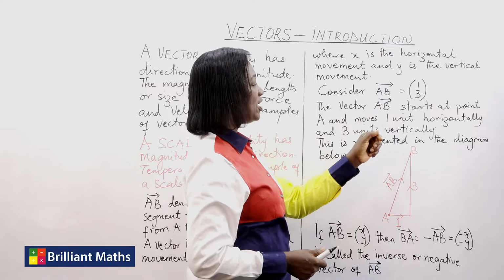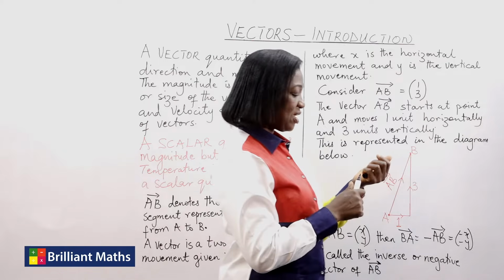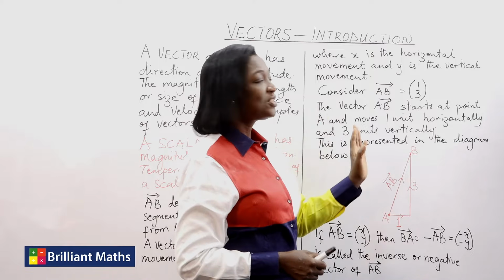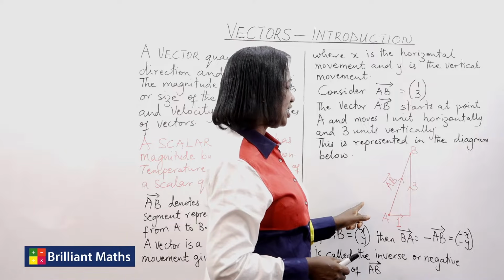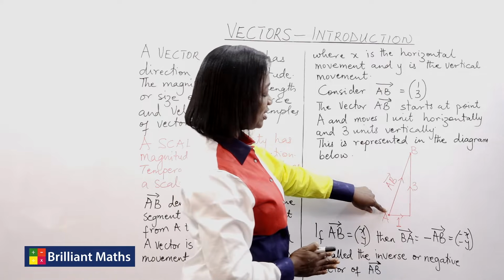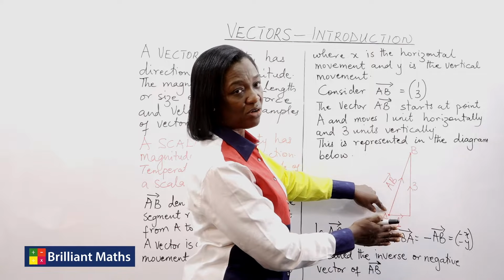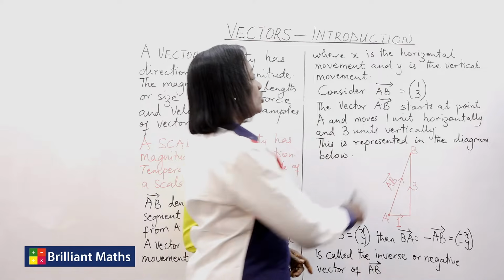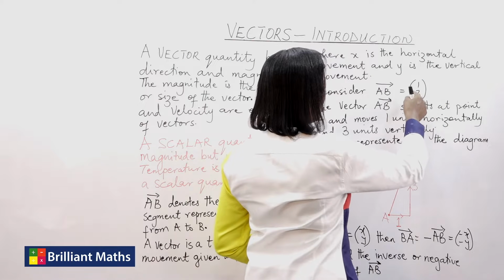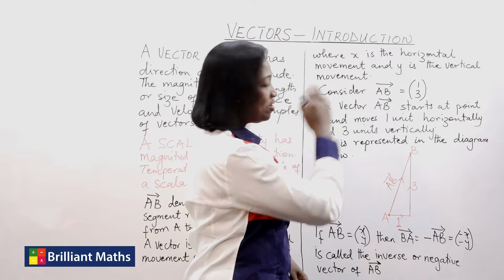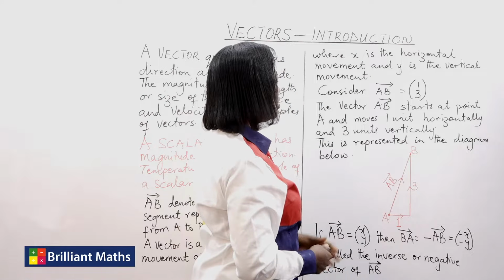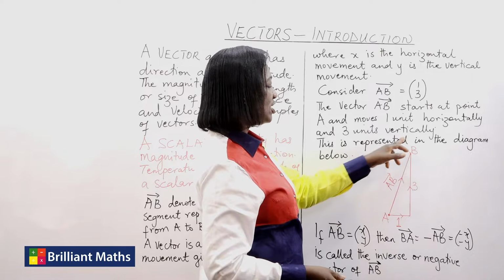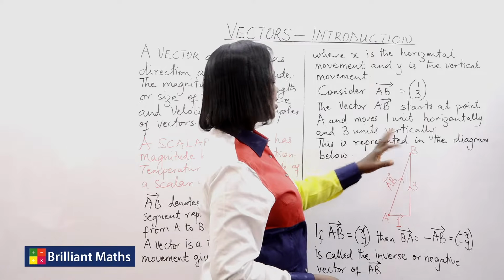Consider the vector AB as a movement (1, 3). That means that the vector AB starts at a point A and moves 1 unit horizontally. So it starts at a point A and makes 1 step movement horizontally, and then 3 steps upwards. The first one on top is the x-axis, and the second one is the y-axis, horizontal and vertical movement. So the vector AB starts at point A and moves 1 unit horizontally and then 3 units vertically. This is represented in the diagram below.